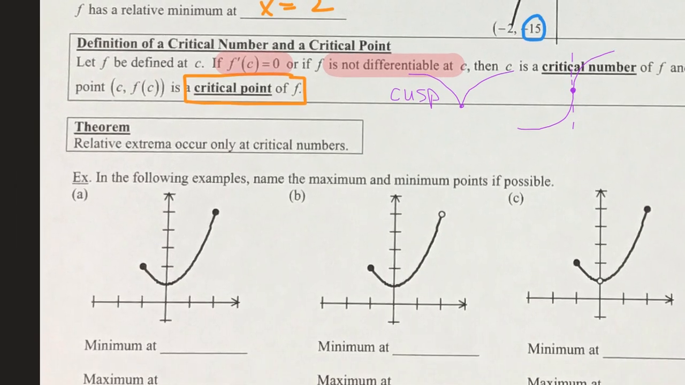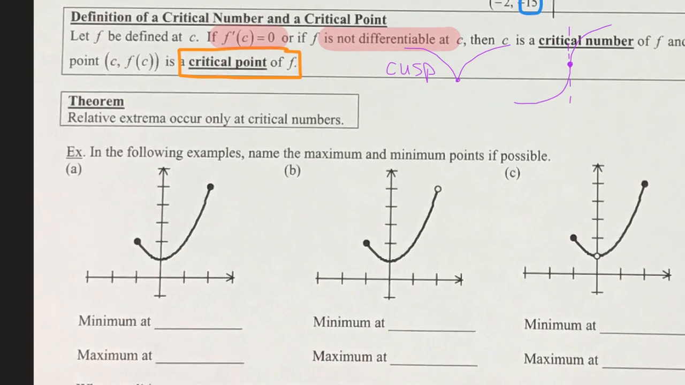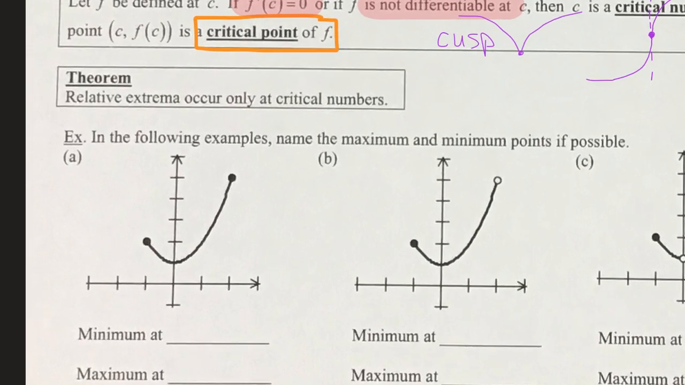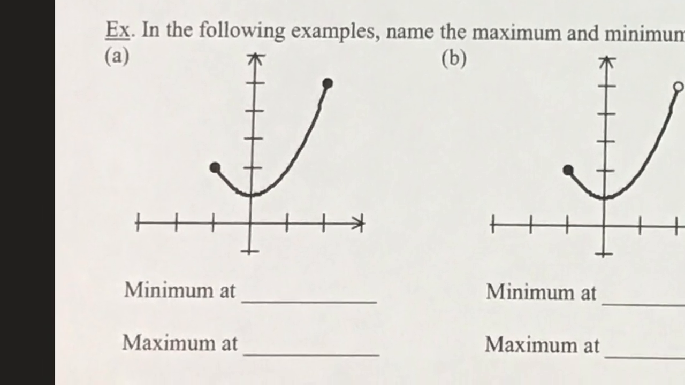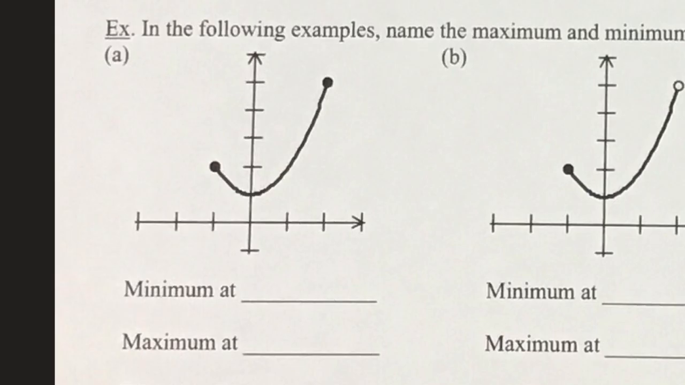So let's look at these little pictures here and see if we can come up with some thoughts on what conditions we need to have. Where are we going to have a minimum on our interval here from -1 to 2? What's our x value? 0. So we have a minimum at x equals 0, and we have a maximum at x equals 2.